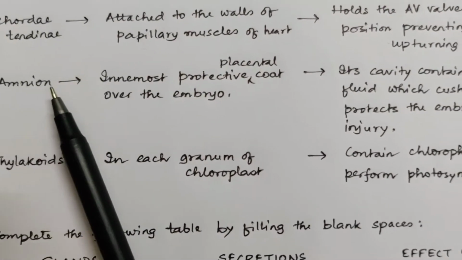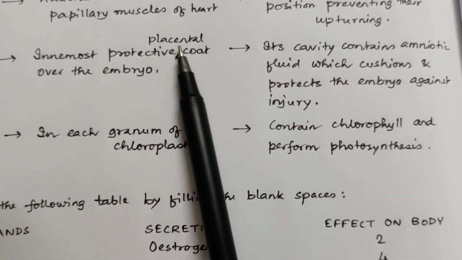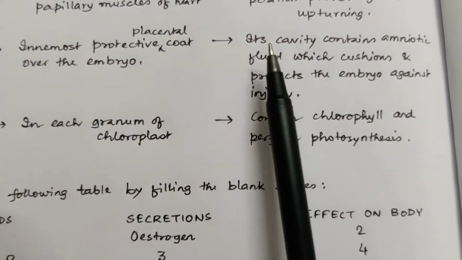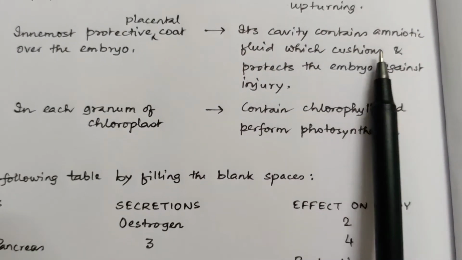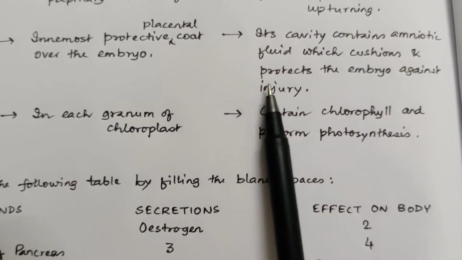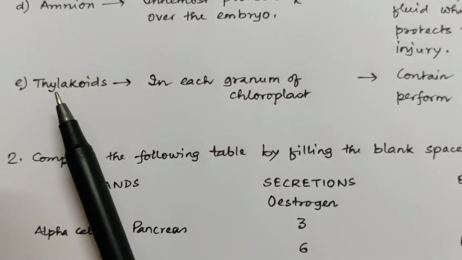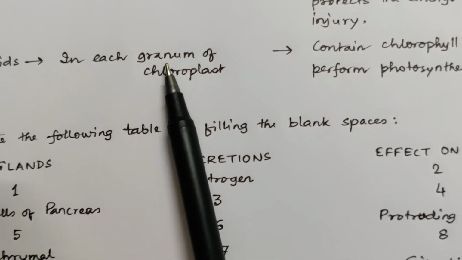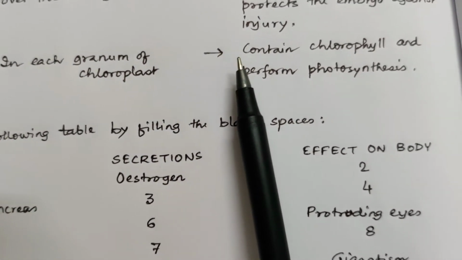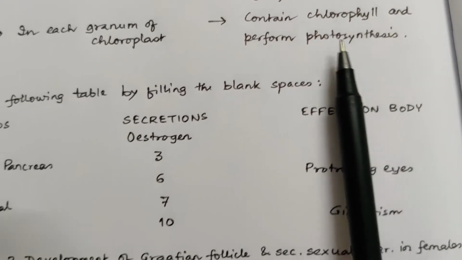Number 4 is amnion. Amnion is the innermost protective placental coat over the embryo. Function is its cavity contains amniotic fluid which cushions and protects the embryo against mechanical injury and shocks. Number 5 is thylakoids. Now thylakoids are located in each granum of the chloroplast. Function is to contain chlorophyll and perform photosynthesis.